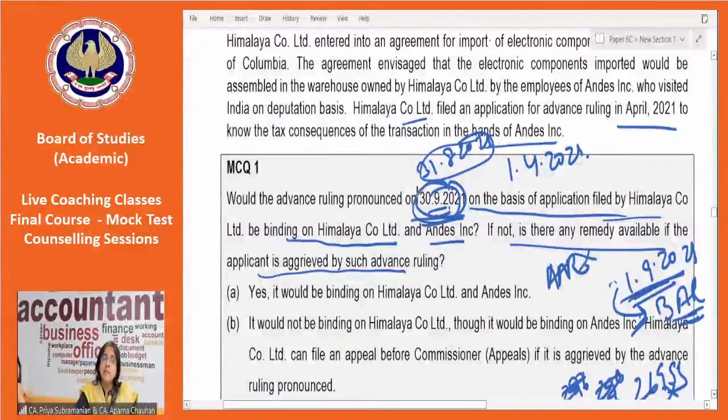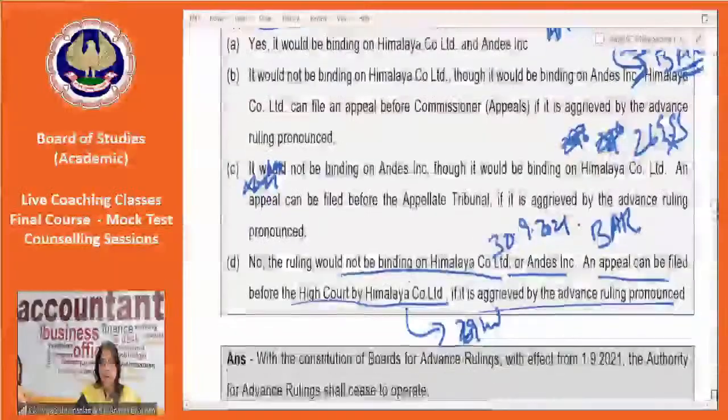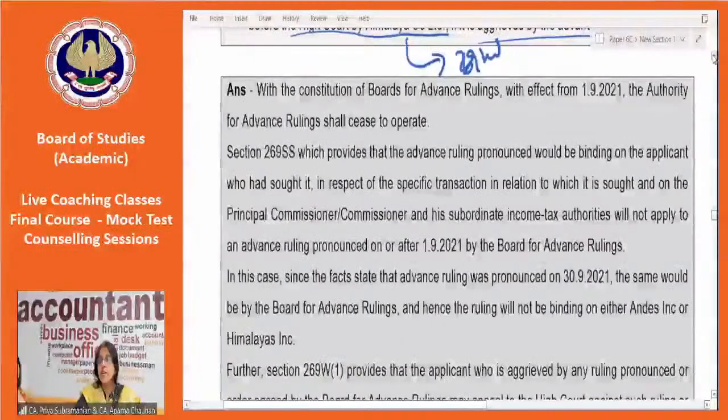How do we infer that? Because it was pronounced on 3/9/2021, and from 1/9/2021 the AAR had ceased to exist, and so all the cases have been transferred to the Board for Advance Ruling, which has pronounced the ruling. So the correct answer is D.